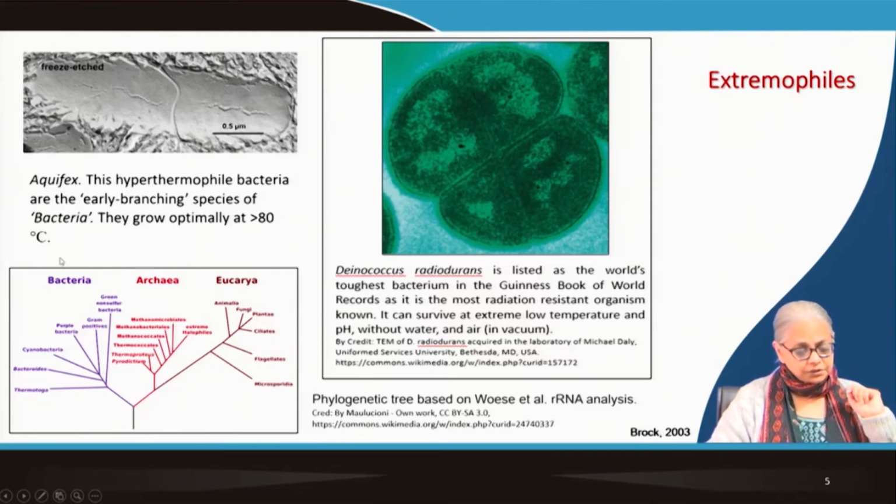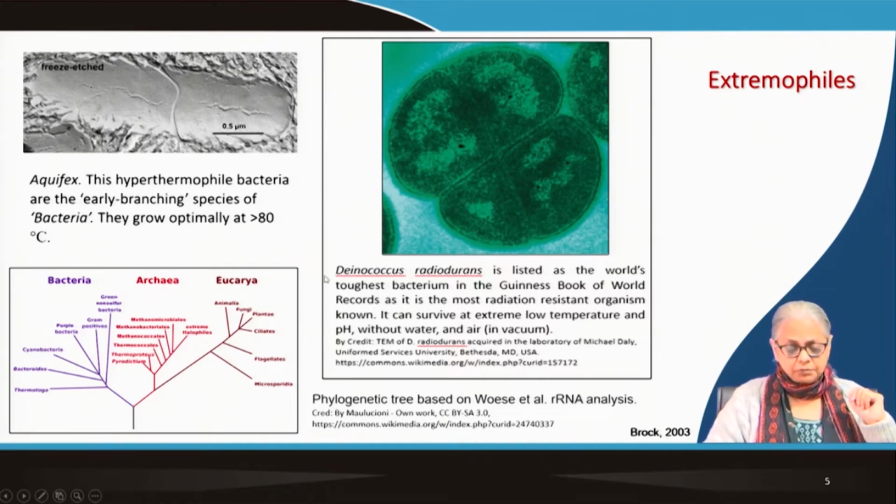centigrade. You can see the tree of life, just to remind you, the phylogenetic tree, and this is the last universal common ancestor, and you have the two branches with the prokaryotes, bacteria and archaea, and eukarya, which is the third branch or the third domain.